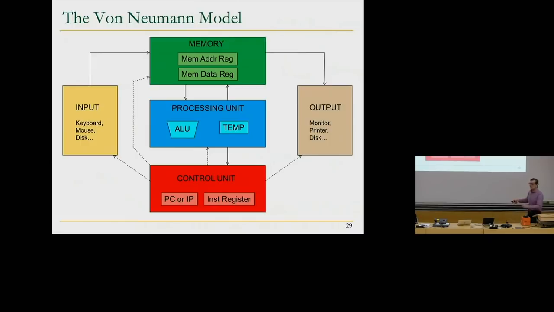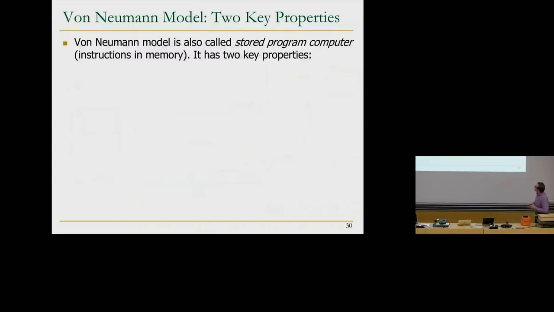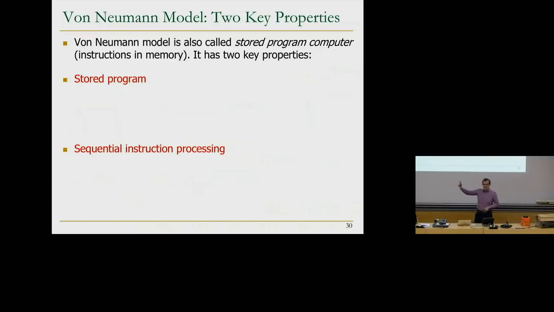Your program is stored in memory, and you have a way of going through those instructions one by one, sequentially. So there are two key properties of the von Neumann model. Aside from all of this, there are two key properties. Your program is stored in your memory, and you have a program counter or instruction pointer that sequences through the instructions in your program. This is also called a stored program computer, which means that instructions are in memory. It has two key properties, as I said: stored program in memory and sequential instruction processing. Both are important, but this is going to be very, very important as we go into other models. So keep this in mind because we're going to break this at some level later on.